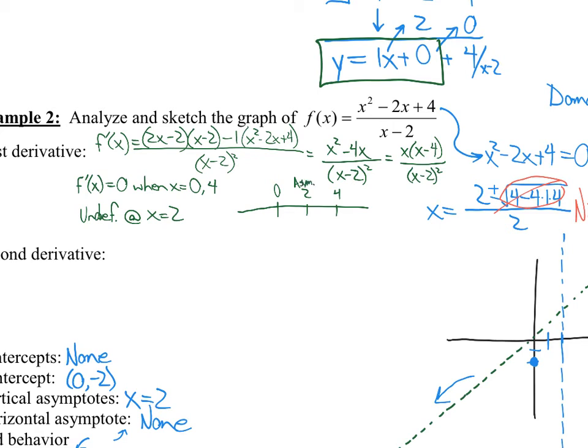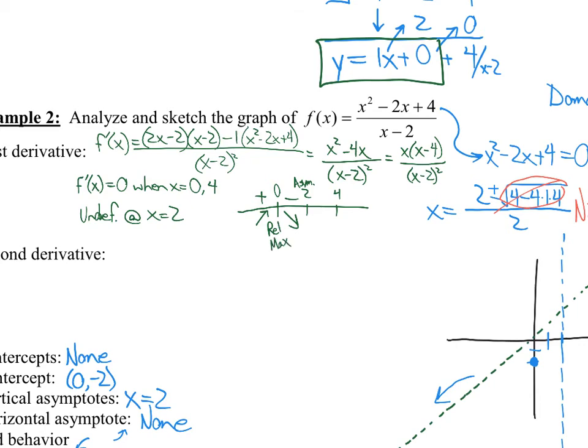Okay? So when we do a sign diagram here, no matter what I plug in, the denominator is positive because it's squared. But if I plug in a negative 1, I have negative 1 times negative 5, that's positive. So I know I'm increasing as I approach 0. And then if I plug in a positive 1, I'll have 1 times negative 3, so that's negative. So that's decreasing. So what do I have at 0? I have a relative max.